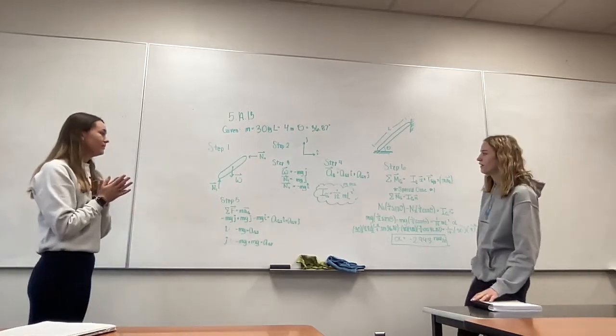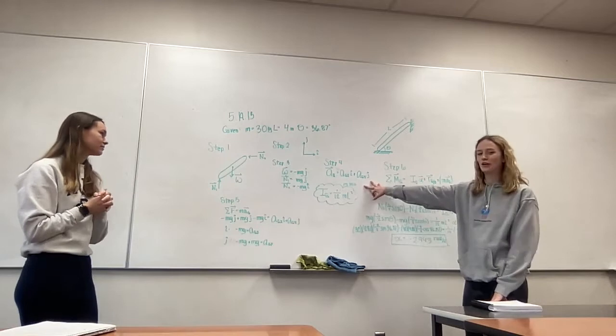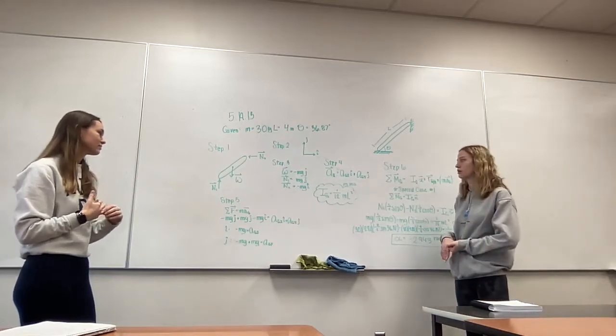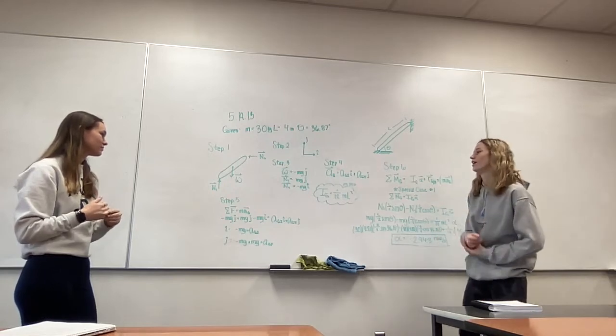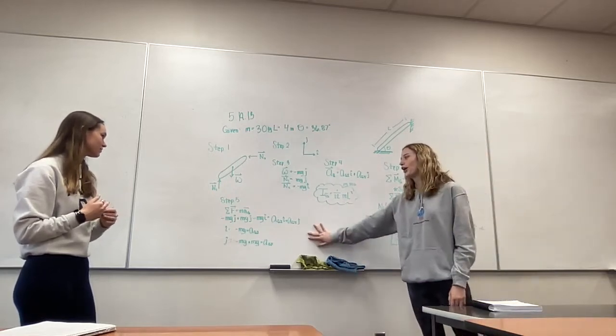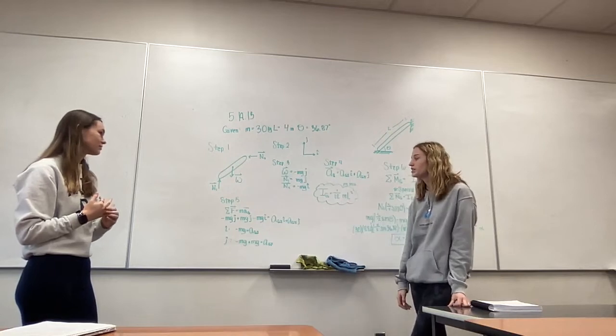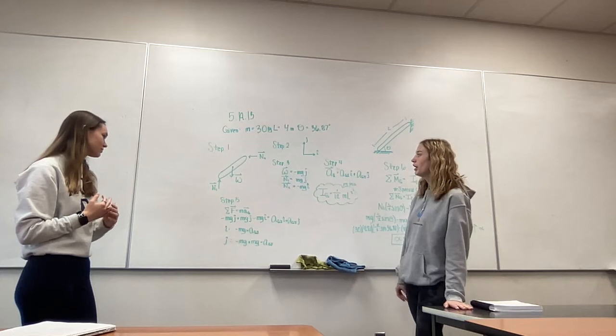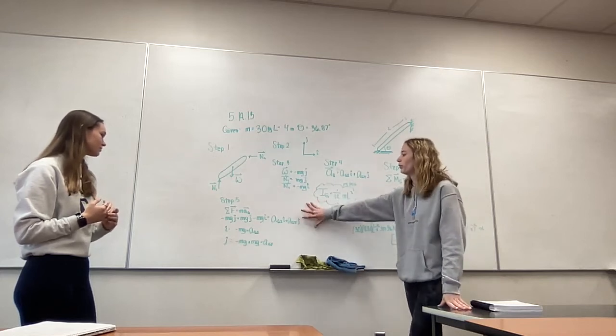Then step 4, we have the acceleration equation, and that is aG equals aGx in the i direction plus aGy in the j direction. And then for step 5, we're going to sum all of our forces and set it equal to mass times acceleration aG. So all of our forces from step 3 will be added here.